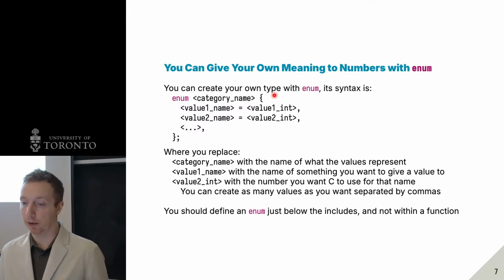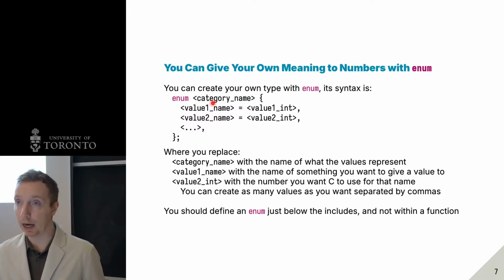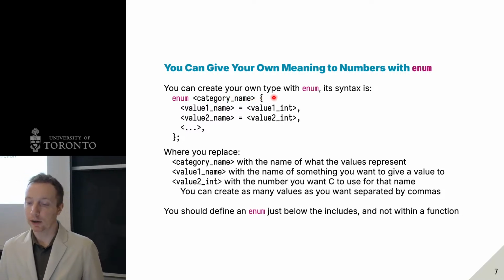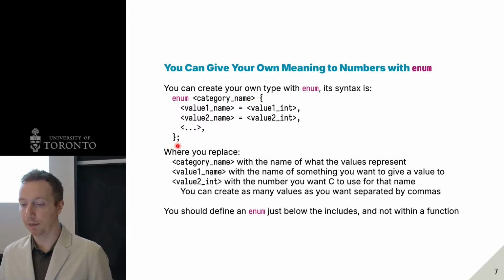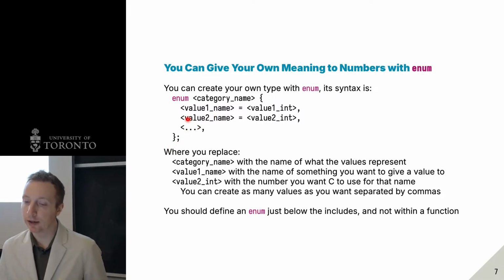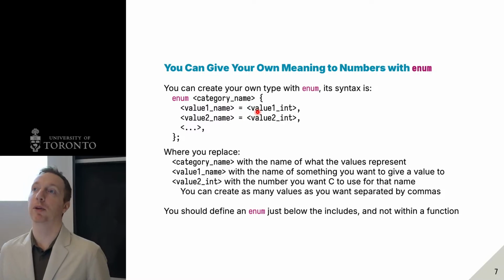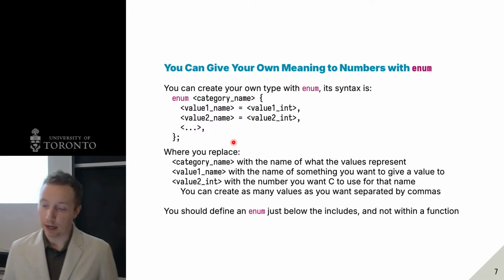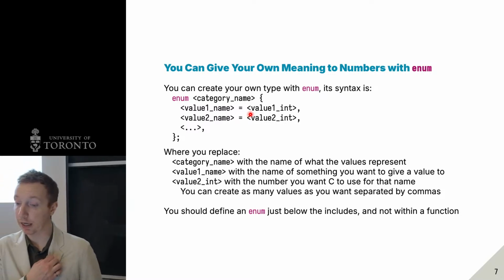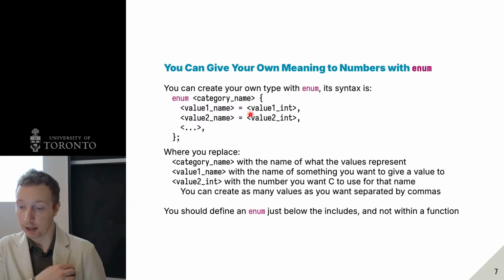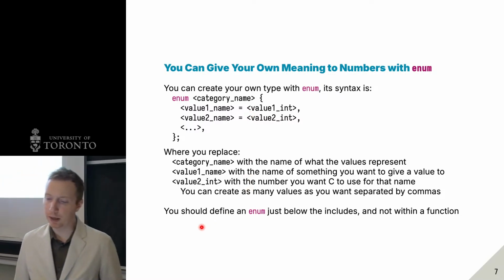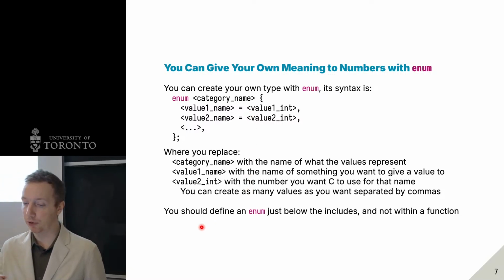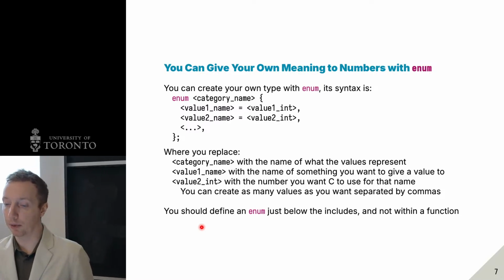You can declare a variable of this type, and its syntax is enum and then a name. Typically, it's the name of what category you're trying to express. And then you can do a set of curly brackets followed by a semicolon. And then you can have a bunch of named values. Typically, they're all capitals. And then you can optionally set them equal to some actual integer value. So that's the number you want C to use for that name. You can use as many as you want. And typically, you should define an enum just below the includes and not within a function.